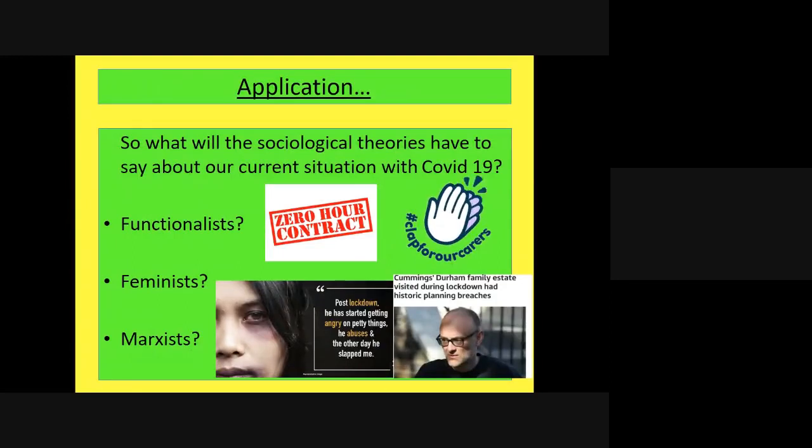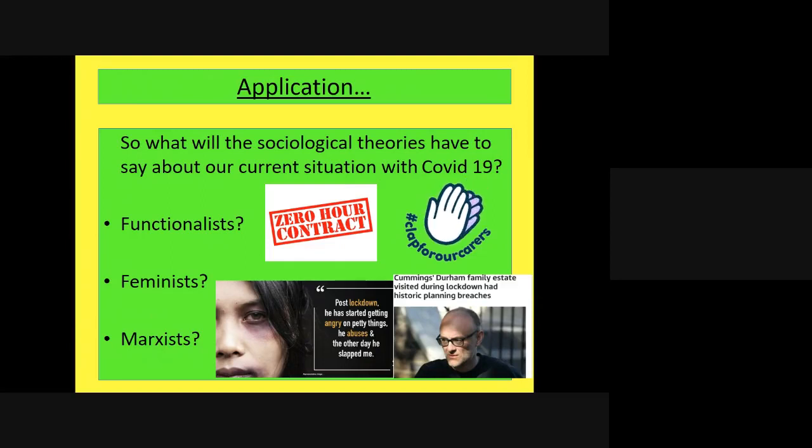So I just thought it might be nice to do a little bit of application. So I've just run through with you the three main theories. So as I say, functionalism, everything's great, all works together, everything's beneficial. Feminist, women are disadvantaged. Marxist, the working class is disadvantaged. So what will the sociological theories then have to say about our current situation with COVID-19?